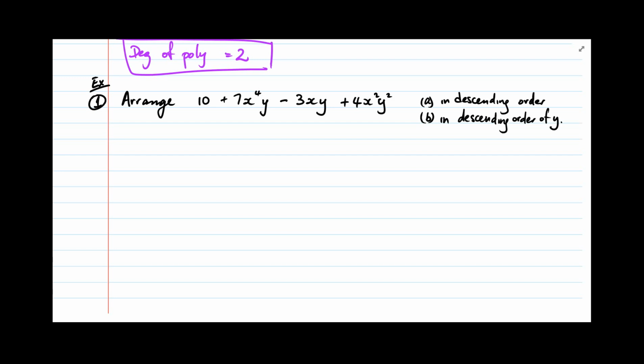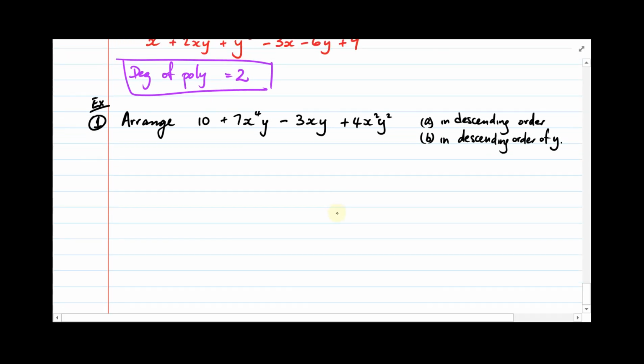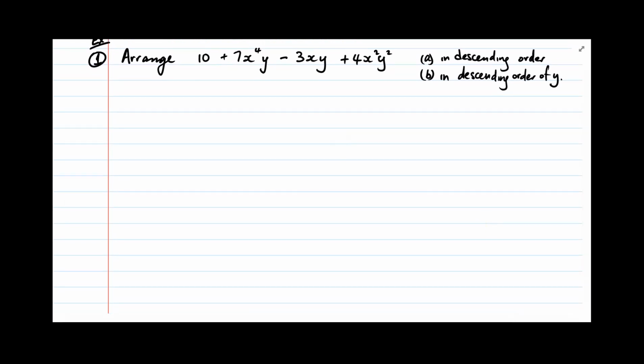So here we have this example. Arrange this expression, which is 10 plus 7x to the 4th y minus 3xy plus 4x squared y squared, in A, descending order, and B, in descending order of y. Right, so let's look at how we would go about doing this. If we start off, we could ask what is the degree of the term, just a full term. So the degree of the term would be 0 here. This one would be 4 plus 1, or 5.